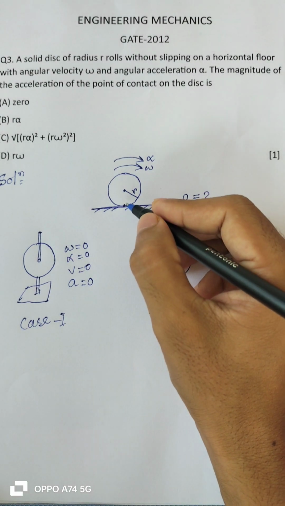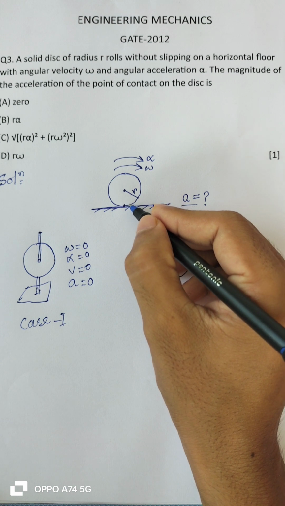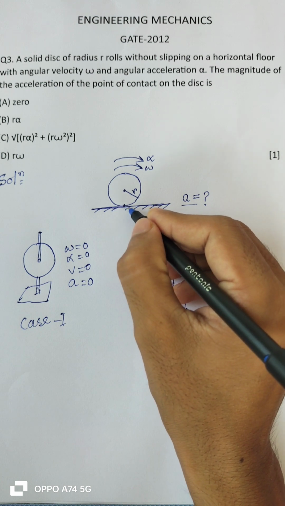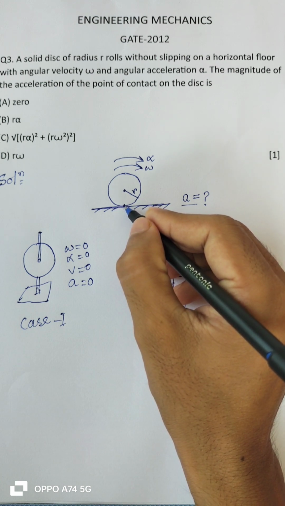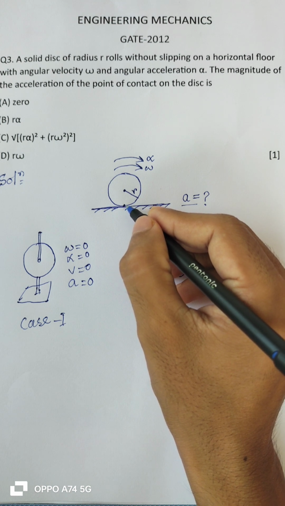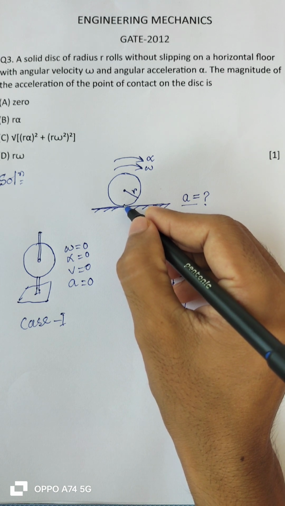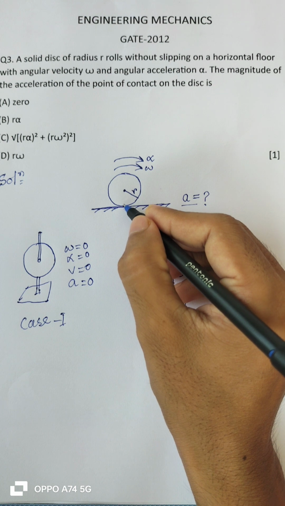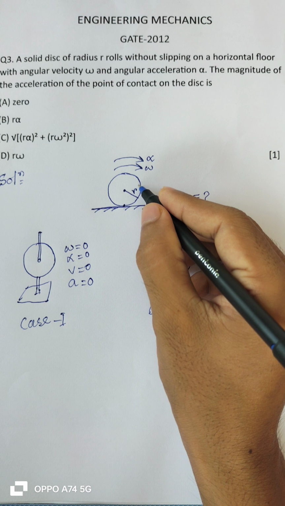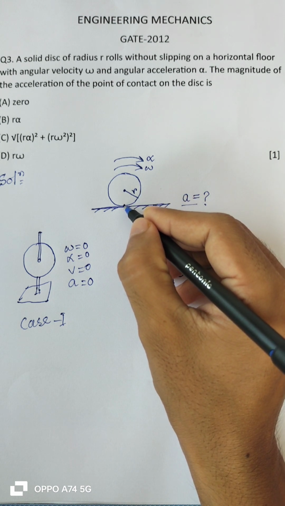So now come to our question. See, when any point on the periphery of the disk is coming in contact with the surface, it is at rest. As long as the point is in contact with the surface, it is at rest. And if you can imagine, the disk is revolving, resting on this point, right?